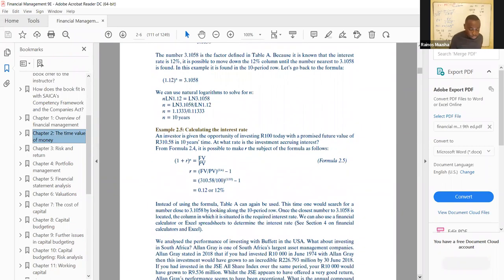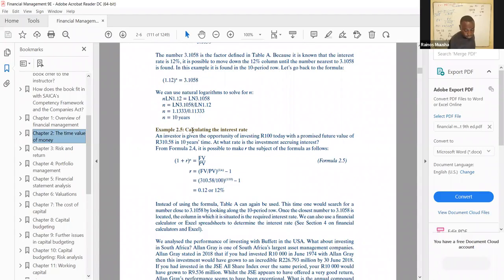The next example that we're going to be looking at is calculating the interest rate. Now, when calculating the interest rate, don't worry about that confusing formula where they give you this formula. You will never be asked to do this. Whenever you're looking at calculation of interest rate, or whatever amount it is, always use your financial calculator. Don't worry about using the formulas. They will never ask you to do that.